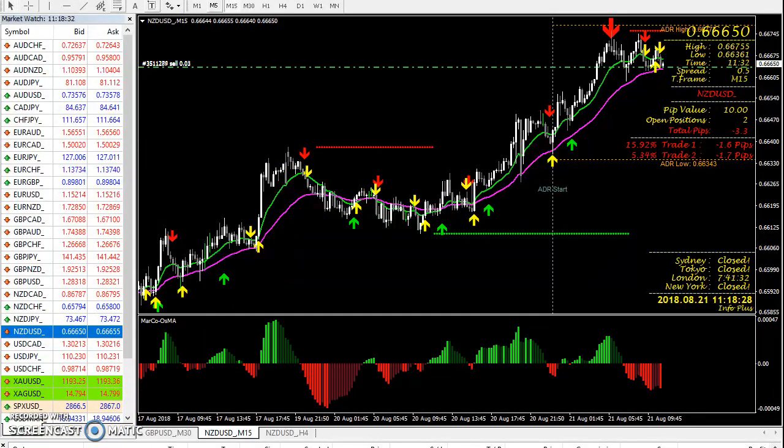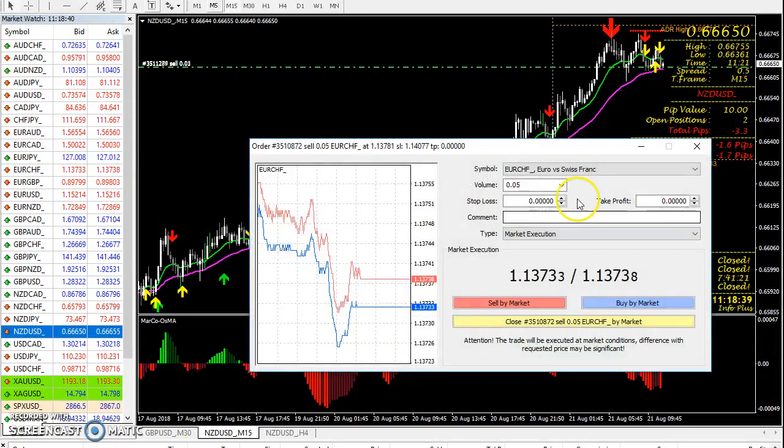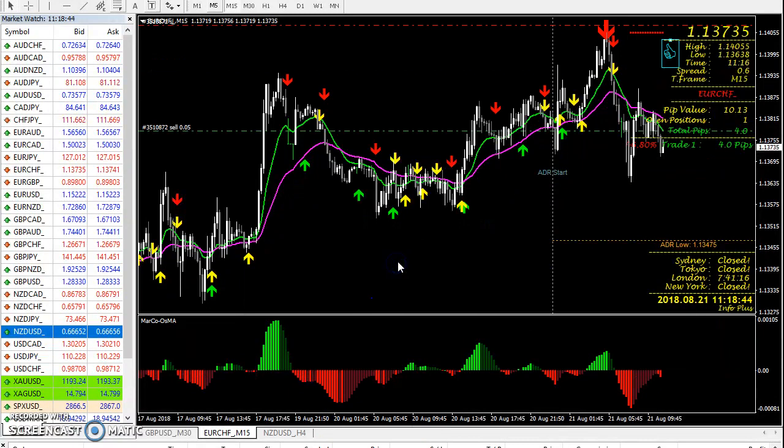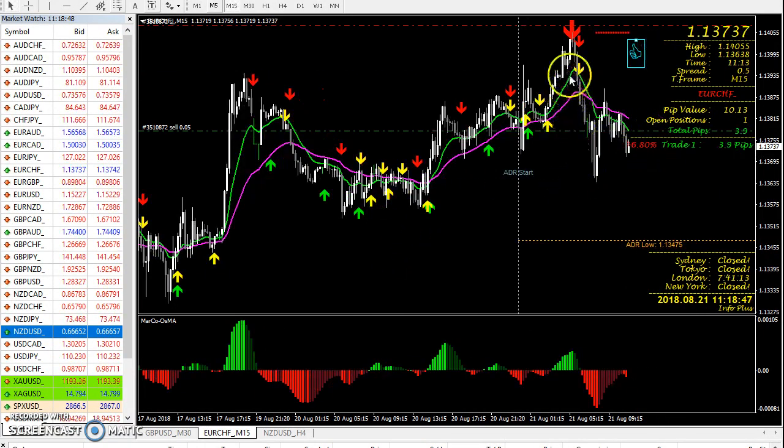All right. So we'll come back later on and we'll take a look at what's going on with the NZD USD and also with the Swiss. Let's take a look at that one real quick. No, I don't want to buy anything. I just want to look at it. All right. And as we can see, we're up 4 pips. So it is dropping in our favor, just like we thought.